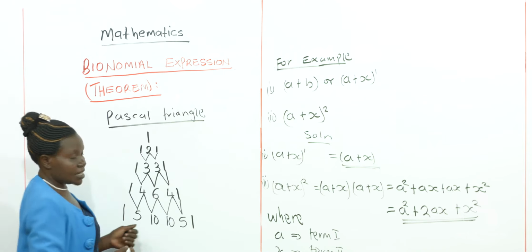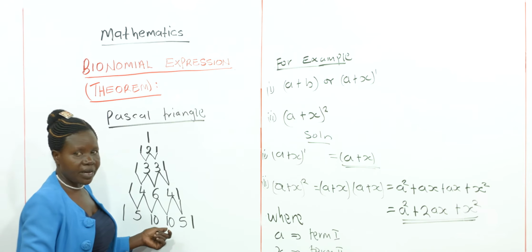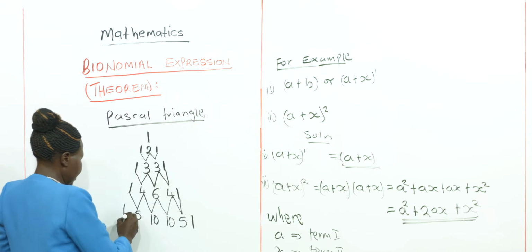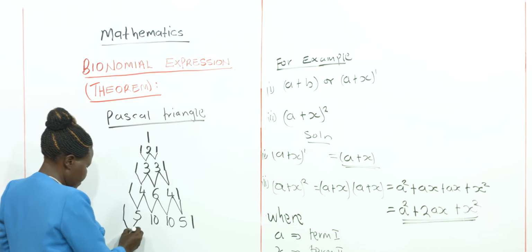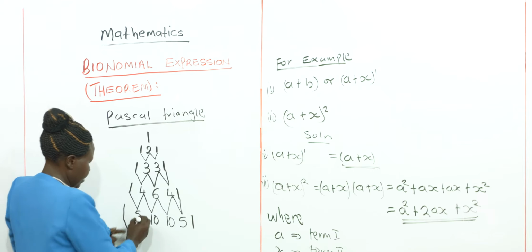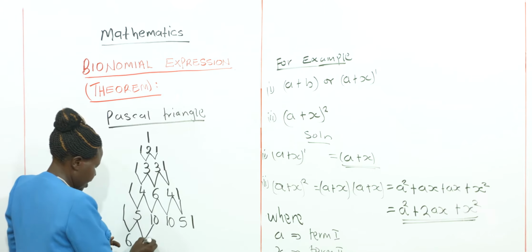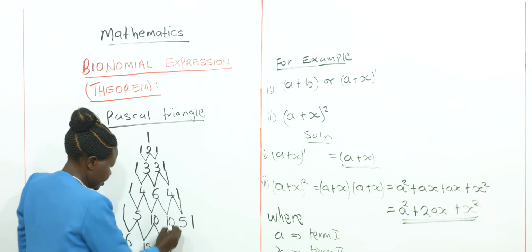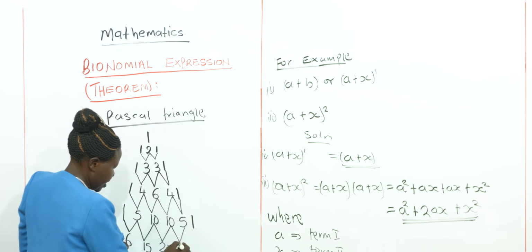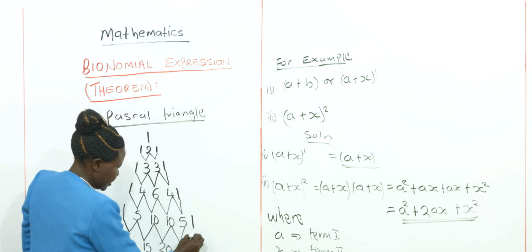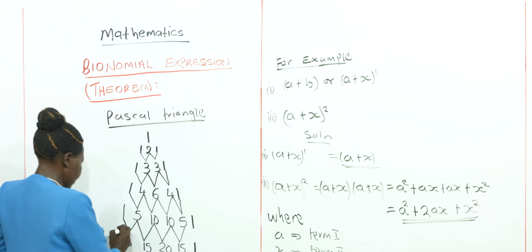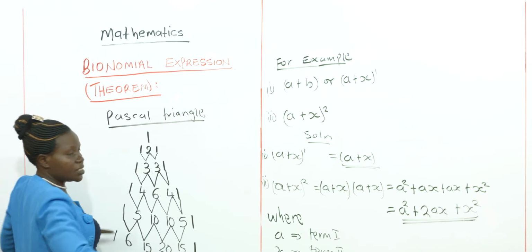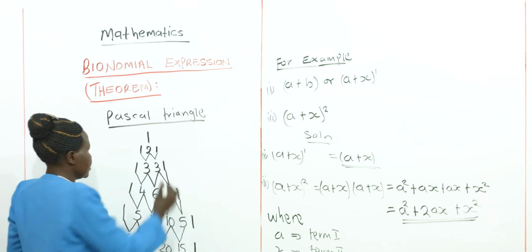Dear learners, this is how you construct what we call the Pascal triangle. And then from here you will find that when I add 1 to 5, I come up with 6. And when I add 5 to 10, I get 15. And then when I add 10 to 10, I get 20. And then 10 plus 5, I get 15. And then I add 1 on my left hand and 1 on my right hand. So the pyramid will continue expanding as you continue in that manner.